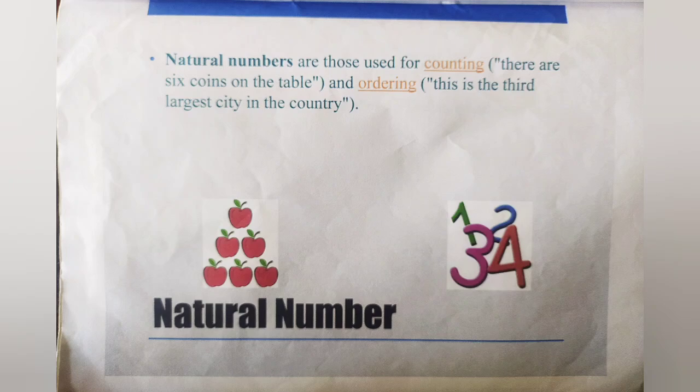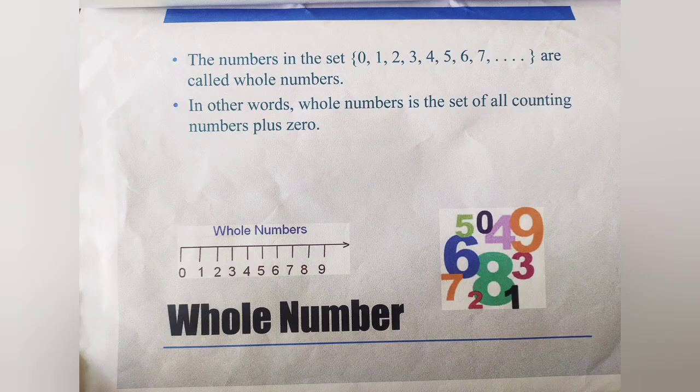After the natural numbers, there comes the whole numbers, because we need a number that represents nothing. So 0 is included in the set of natural numbers and the set becomes the whole numbers. It is denoted by capital W. In the picture, you can see the set of whole numbers.